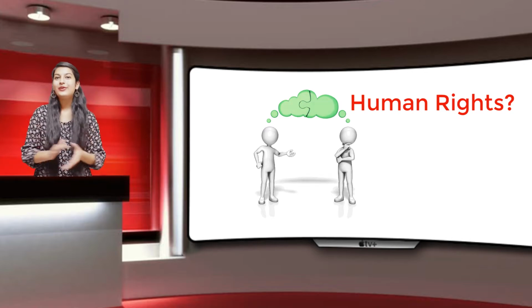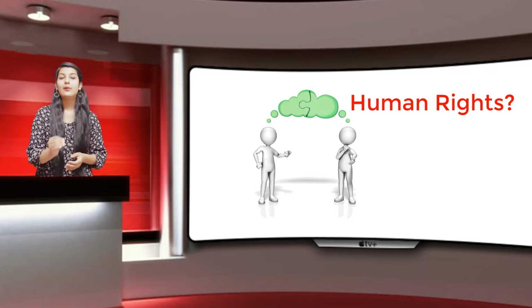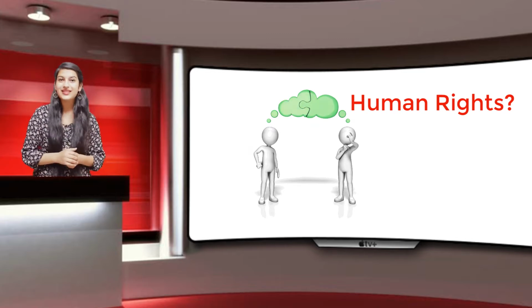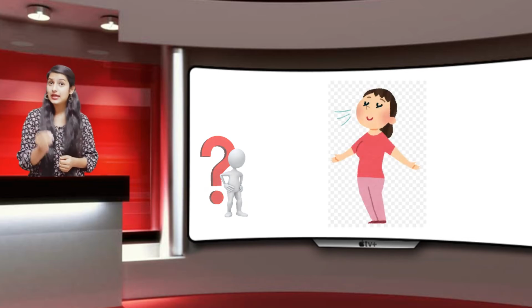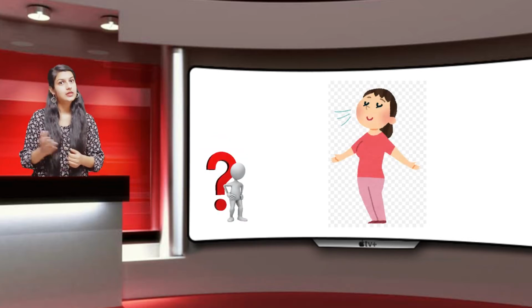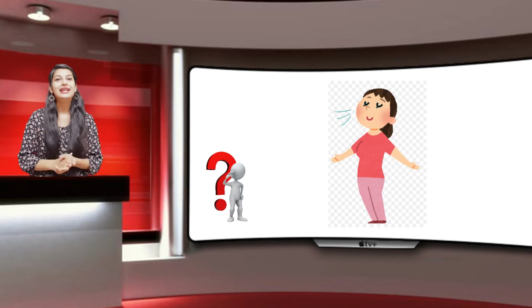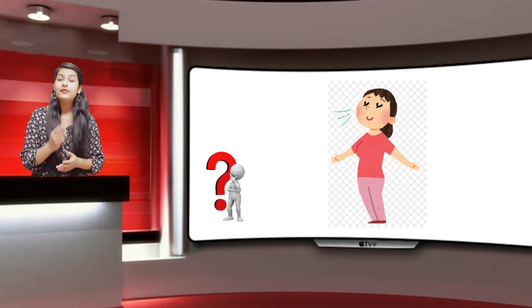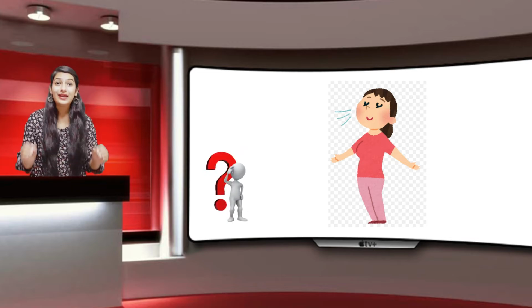In order to live with dignity, whatever things are required are known as human rights. For example, breathing is essentially required, so it is a human right. Similarly, eating, to live with freedom, to enjoy own property, to move freely, etc. are the basic rights or human rights.